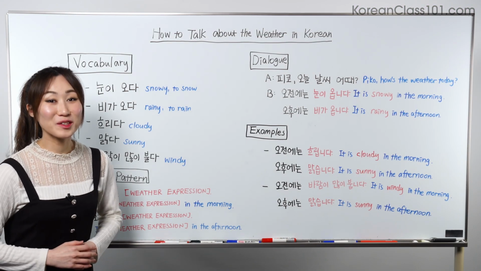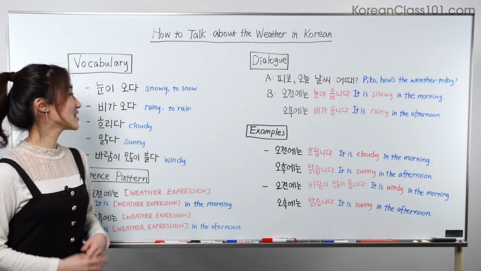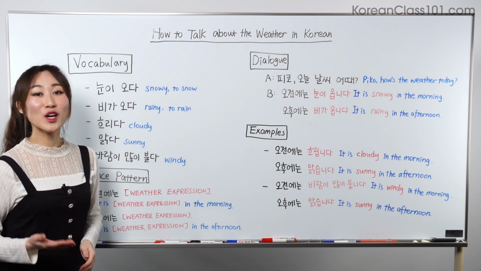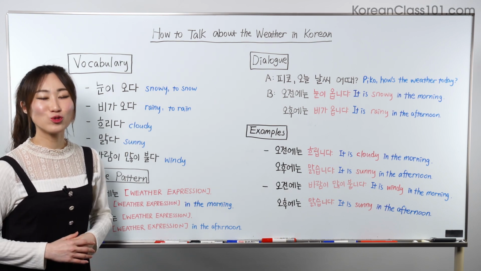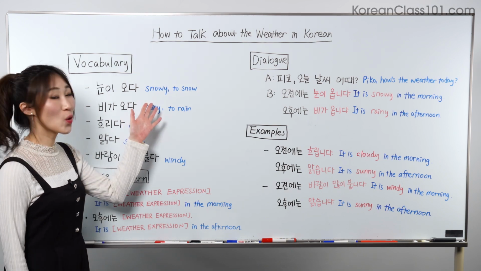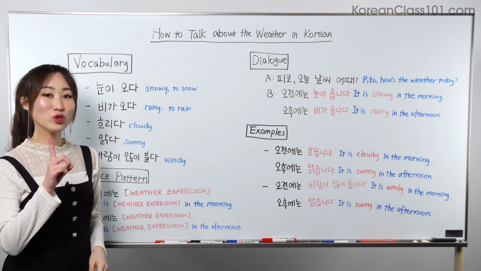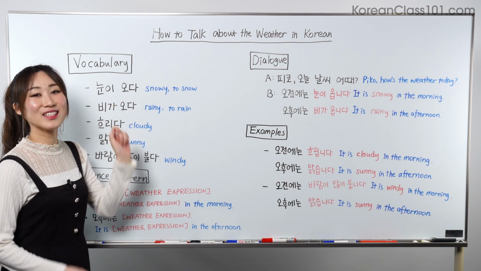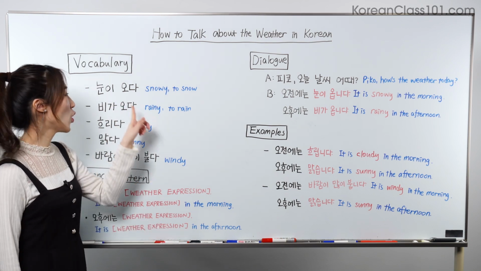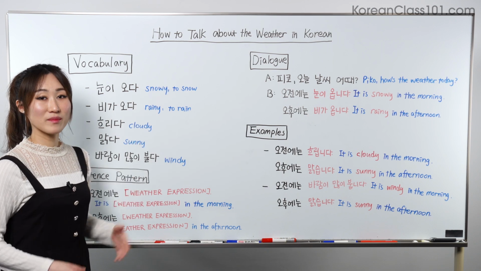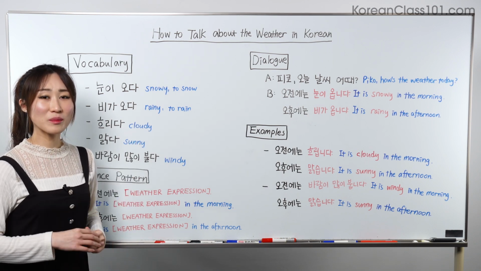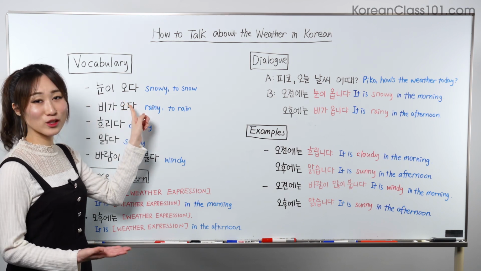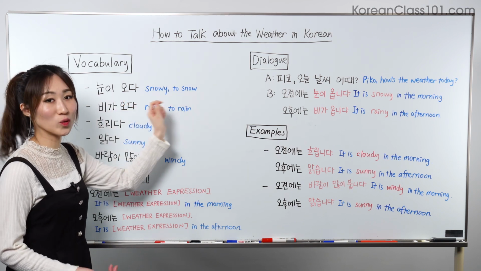Okay, let's look at the vocabulary. The first is 눈이 오다. It means snowy, to snow. 눈 means snow. It's a noun. 이 is subject marking particle. 오다 means to come. So it literally means snow comes. In English, it's just snowy or to snow.